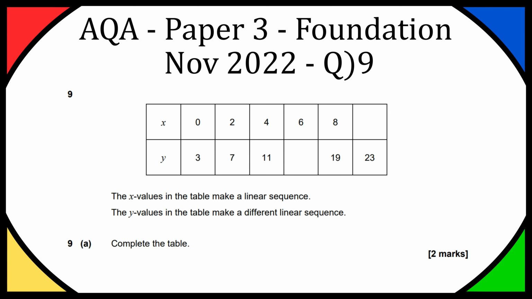Hey everyone, so we have question 9 here and we need to complete this table. Now for the table we have x values which go 0, 2, 4, 6, 8, and then we have a blank. And then for the y values we have 3, 7, 11, we have a blank, and then we have 19 and then 23. It says the x values in the table make a linear sequence and the y values in the table make a different linear sequence.